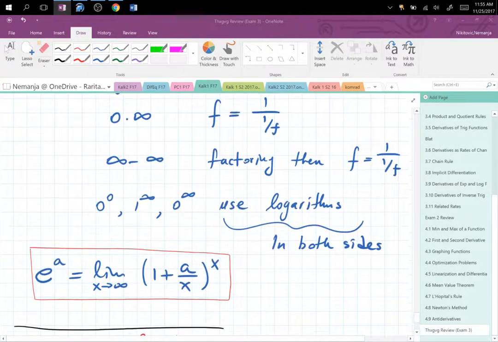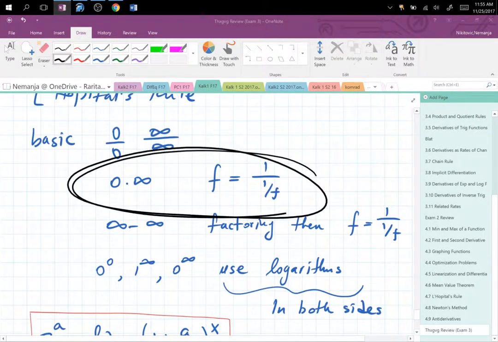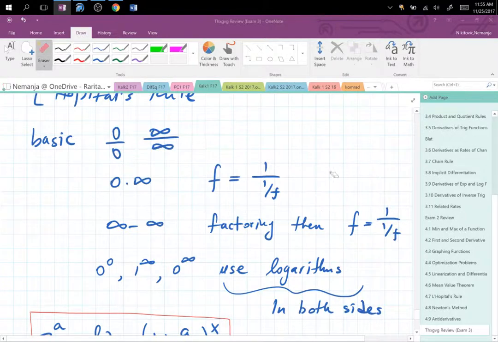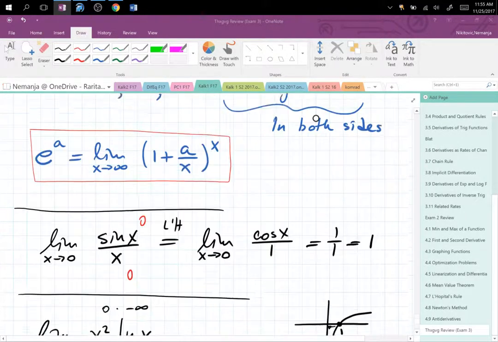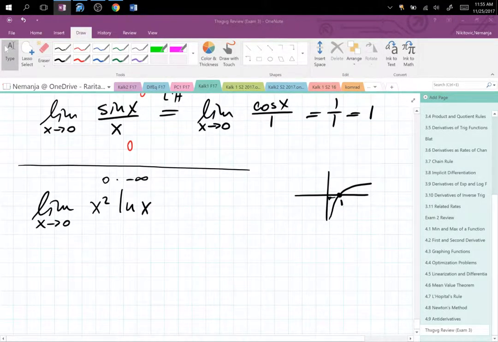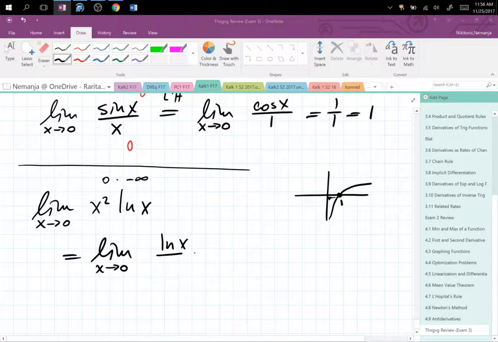And we know that the trick for 0 times infinity problems is to pick one of the functions and write it using algebraic manipulation. So it's going to be limit x goes to 0 of ln x divided by 1 over x squared. So now when you plug in, you get negative infinity over positive infinity. So it's infinity over infinity, which means that you are okay to use L'Hopital's rule here.